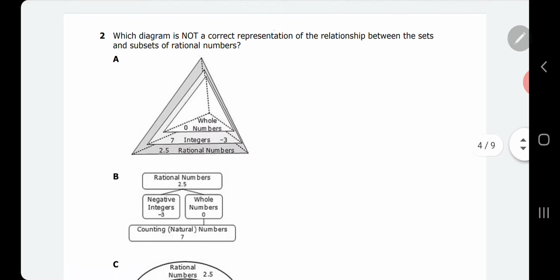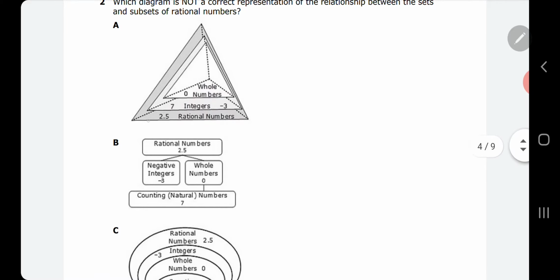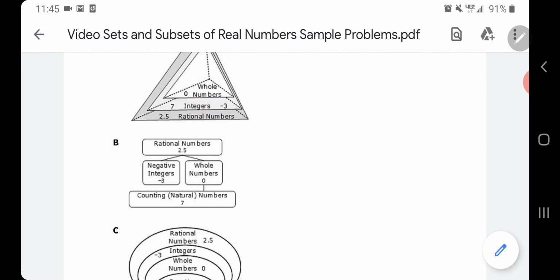All right, which diagram is not a correct representation of the relationship between the sets and subsets of rational numbers? Okay, which one is not correct? So let's look here at the first one. The bigger triangle is the rational numbers. Within that bigger triangle is another triangle, the integers. And within that triangle is the whole numbers. That is a correct representation of the sets and subsets. And the number 2.5 is a rational number. The numbers 7 and -3 are integers. And 0 is a whole number.